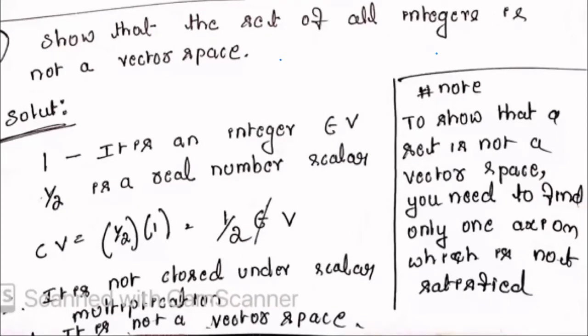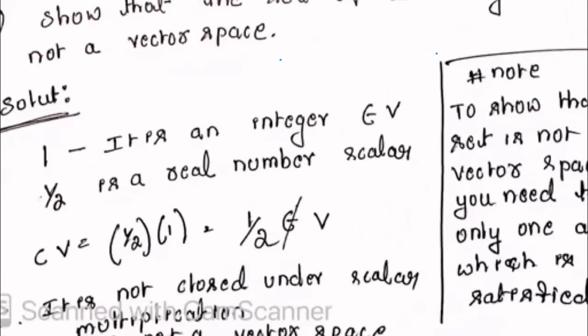So you have to show that the set of integers is not a vector space. So let's consider a vector. One is an integer, right? Assume that it belongs to V.